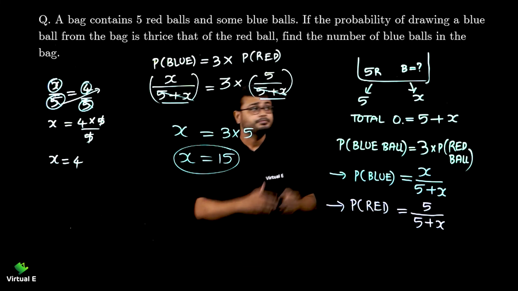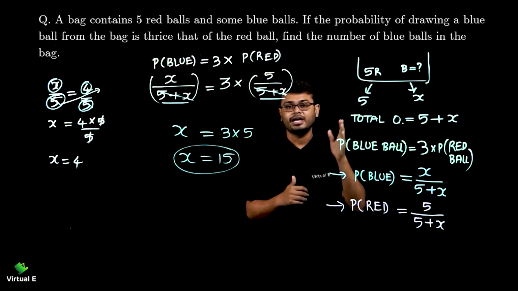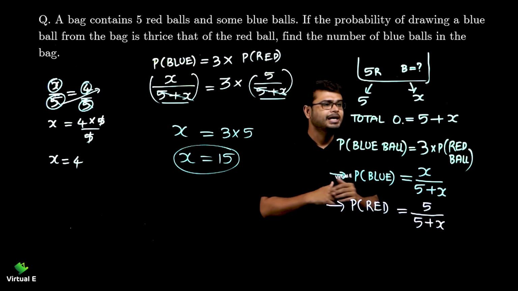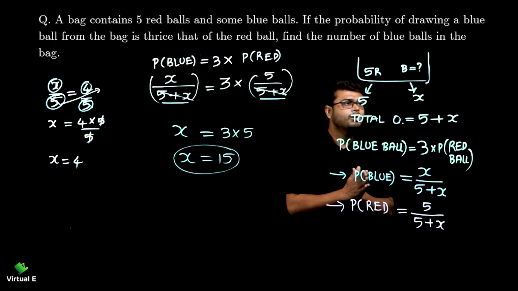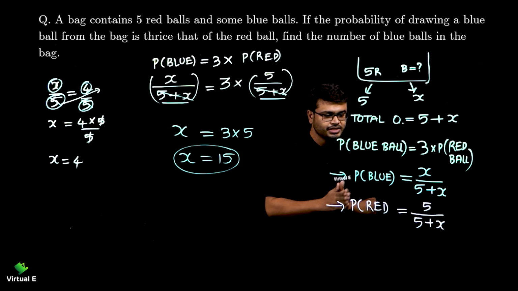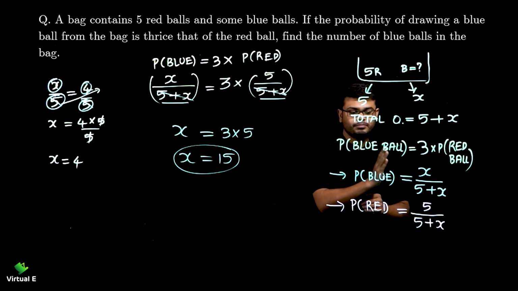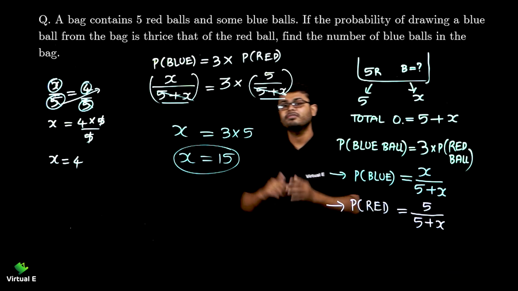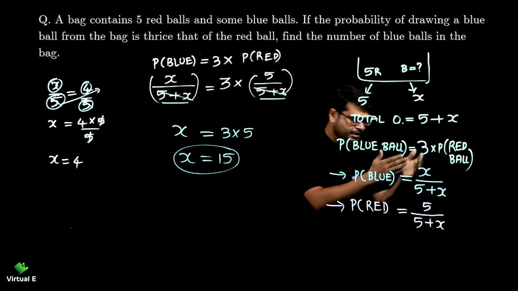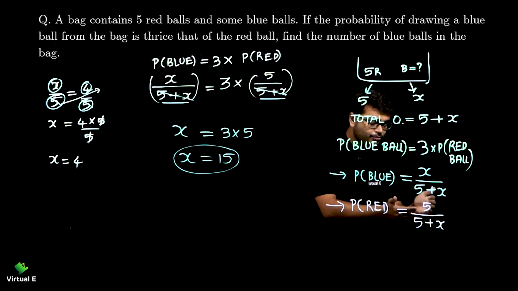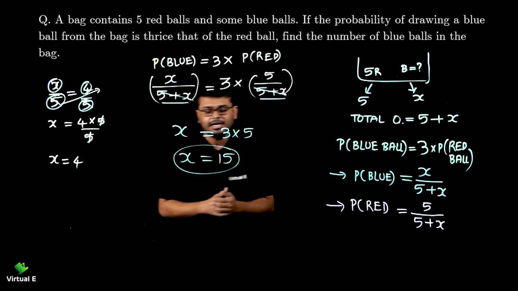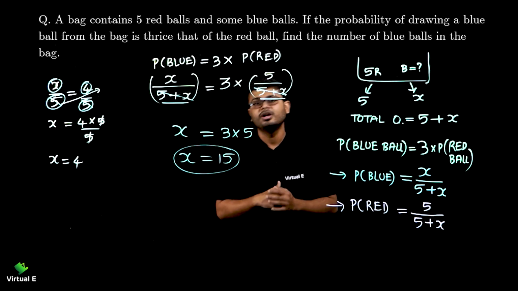Let's recall one more time. We have red balls, that is 5. Blue balls are not given, we are supposed to find it, so we have assumed X. Then the total number of balls will be 5 plus X, red plus blue. Then one more condition is given in the question itself: probability of blue is equal to thrice the probability of red. We don't have those probabilities, so don't worry, find them: blue balls upon total balls, red balls upon total balls. Then apply this condition, simplify it and get the answer. That is 15 blue balls.